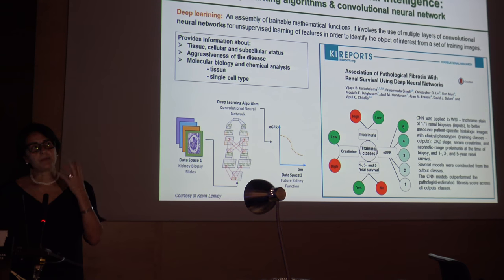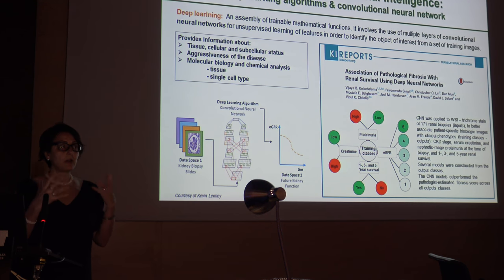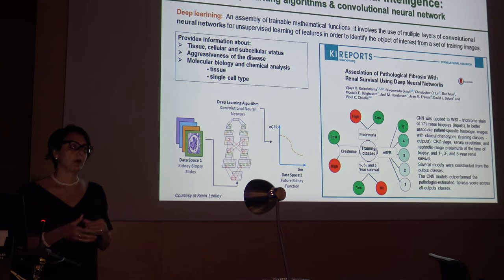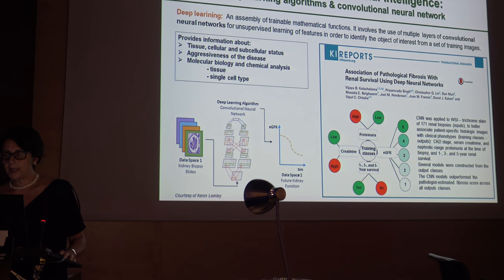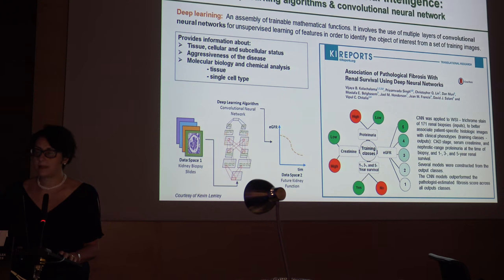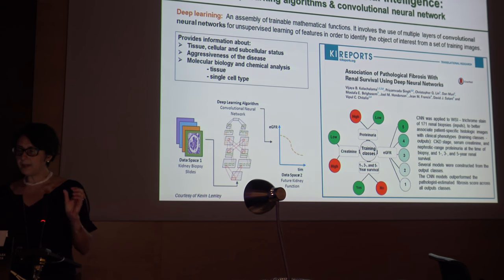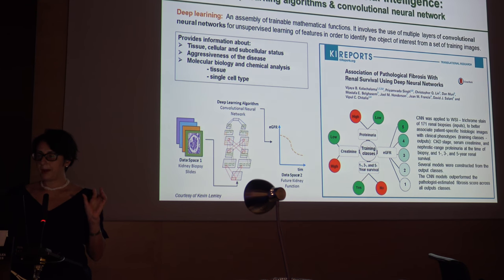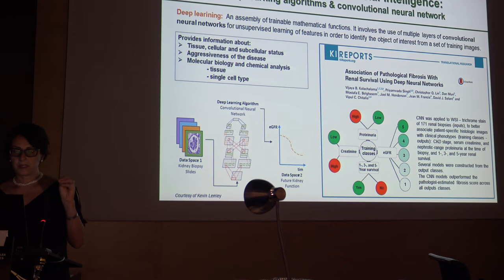So why is this becoming very important? Well, we can do very simple things, but we can also do things that are more sophisticated that humans would not be able to do. In this first report by Vijay, he used the convolutional neural network on images of trichrome stain renal biopsies, and used several training classes to compare the amount of interstitial fibrosis and correlated with creatinine, proteinuria, eGFR, and year of survival. And constructed different models from the output classes and found out that actually the computer was able to perform better than pathologists when it came to predicting, for example, the proteinuria.